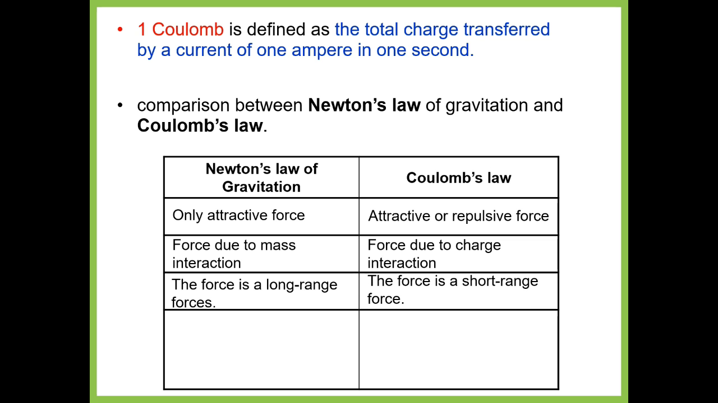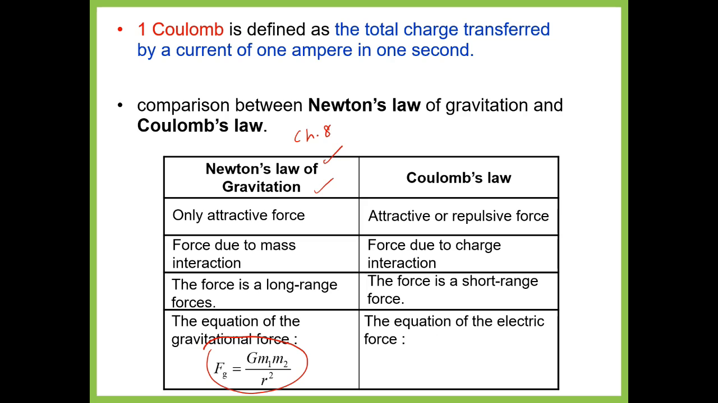To help us understand this chapter better, we can always compare this chapter with chapter 8 semester 1. I hope you can still remember. So in chapter 8 we have Newton's law of gravitation with equation F equal to GMm over r squared. And for this chapter we have F equal to kq1q2 over r squared. We can see that there is a similar pattern between these two equations.